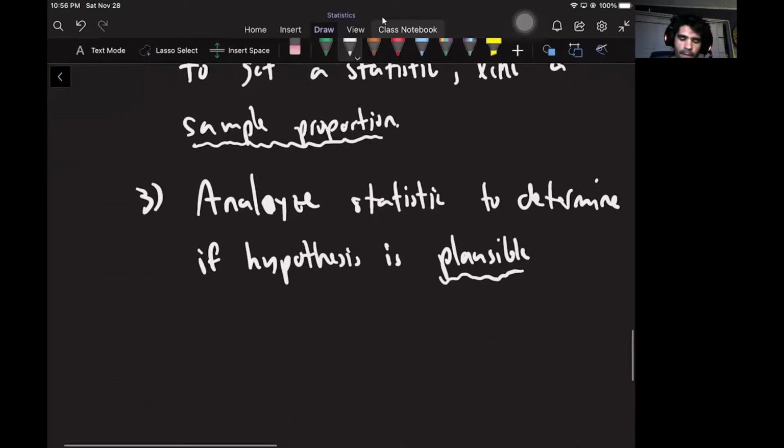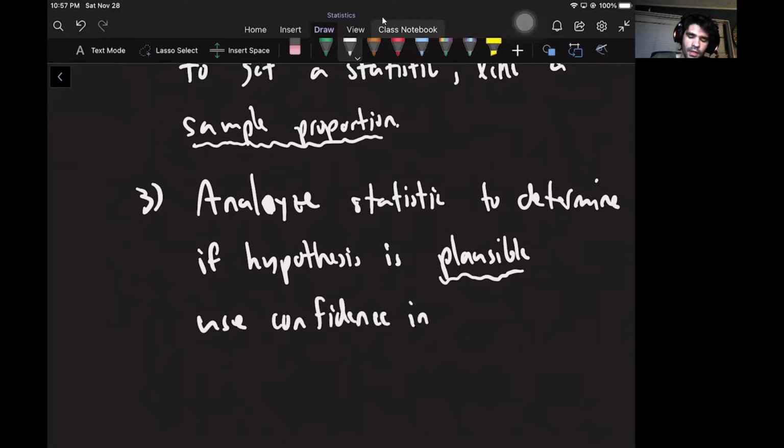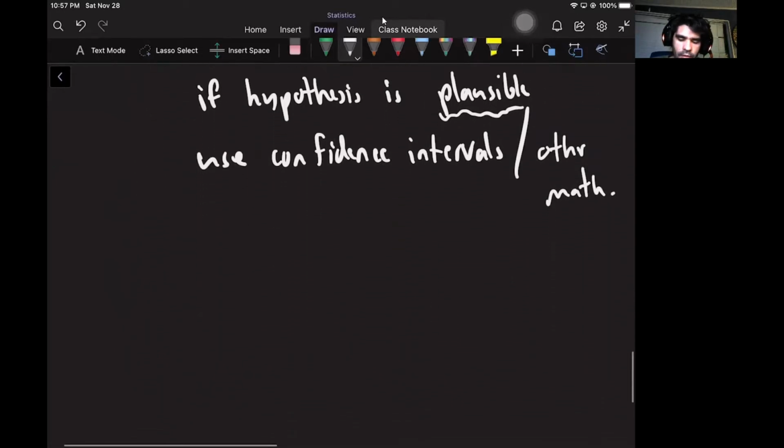And then the whole point of what we just learned is confidence intervals. What we're really doing is we're going to use those confidence intervals. But we're not really going to say the phrase confidence interval while we do it, but that's what we're secretly using. And then some other math too will come into it. Okay, so that's the big picture idea.